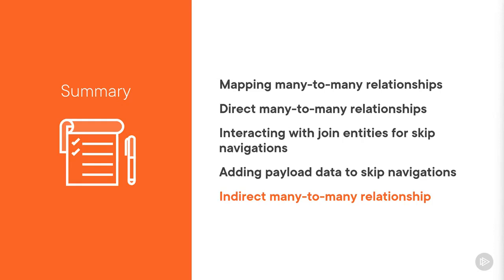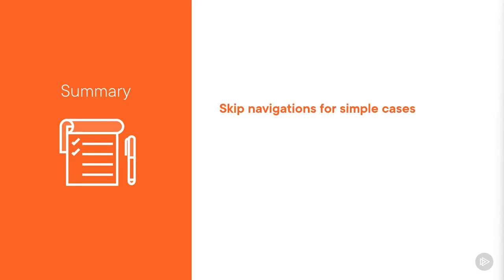Skip navigations are ideal for simple cases where we are just interested in the join between the two entities and no extra data is needed. In case we later on find out that we do in fact need additional data, we basically have two ways to choose between. One thing that we can do is to add a payload to the skip navigation, but it may not always be the easiest thing to work with in our code.